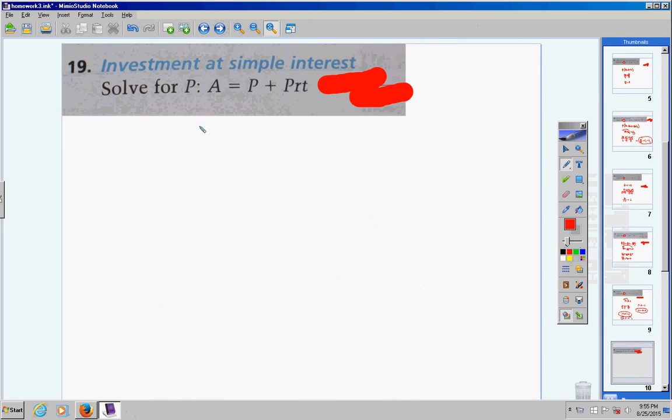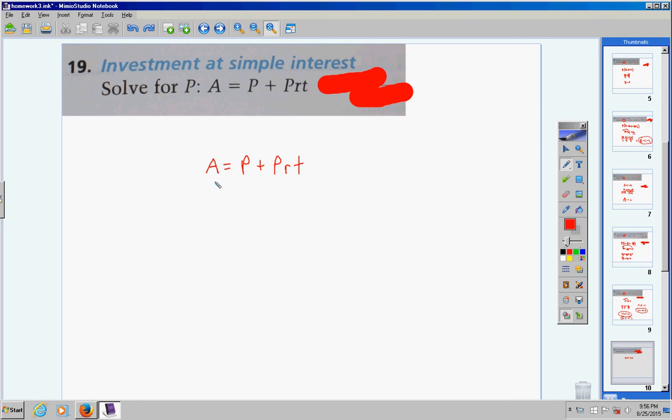Alright, moving on to number 19. Okay, step 1, simplify both sides. There's no simplifying at all. By the way, if you see a P right here and a P right here and think you can put these two terms together, they're not identical. This is a P term. This is a PRT term. Terms are recognized by their variables. This is an A term. These two terms over here are not the same, so we cannot simplify.